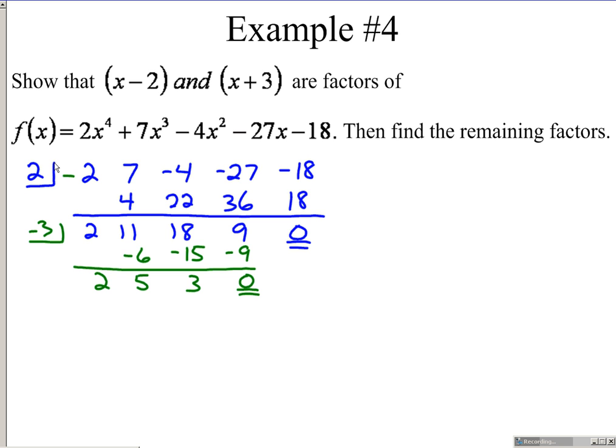And now the polynomial that we are left with here went from degree 4 to degree 3, and this is now a degree 2 polynomial, which is 2x squared plus 5x plus 3. And now we can set that equal to 0 to find the remaining factors. You could factor or use the quadratic formula. This is factorable.